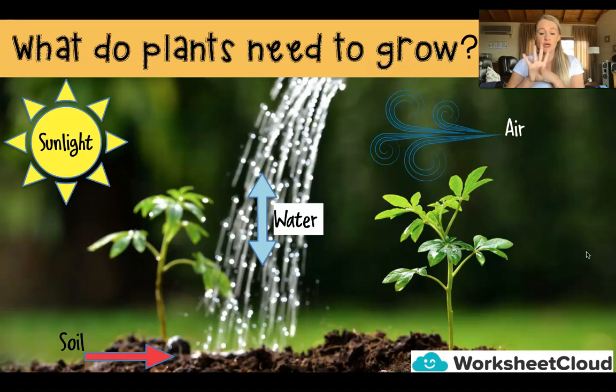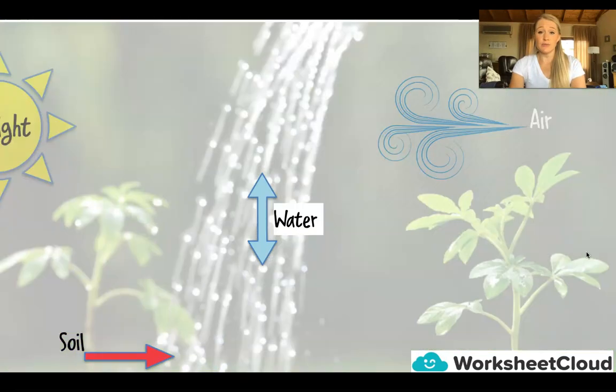Right, and all of those 4 aspects or those 4 components are non-living factors. If you remember from our previous lesson on living versus non-living, all 4 of those factors are non-living that plants need in order to grow.